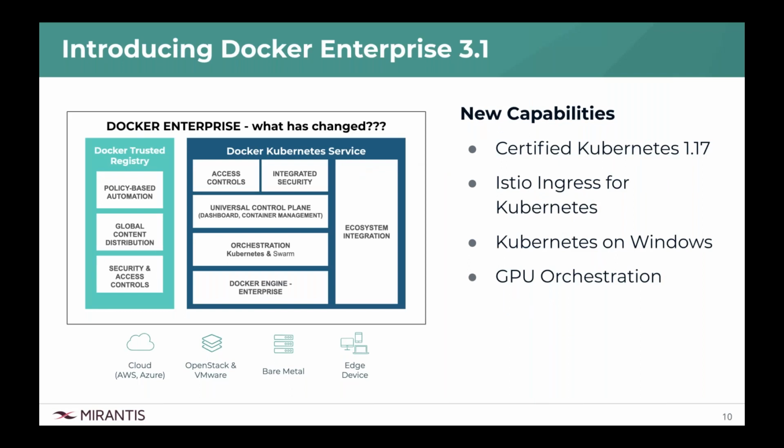Now I'd like to introduce you to Docker Enterprise 3.1. 3.1 offers conformant certified Kubernetes 1.17. We are offering Istio Ingress Gateway with an easy to configure experience right within UCP. We've also GA'd native Windows container support running on Kubernetes. And lastly, we're featuring GPU orchestration and support right out of the box.